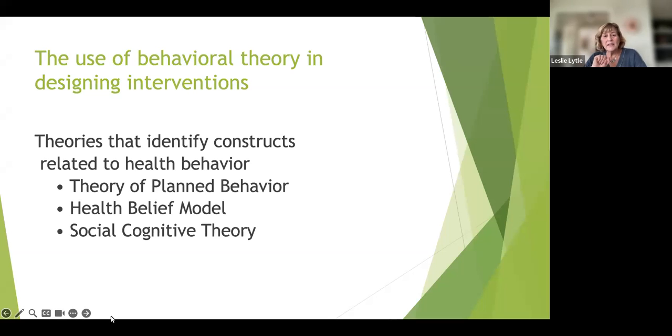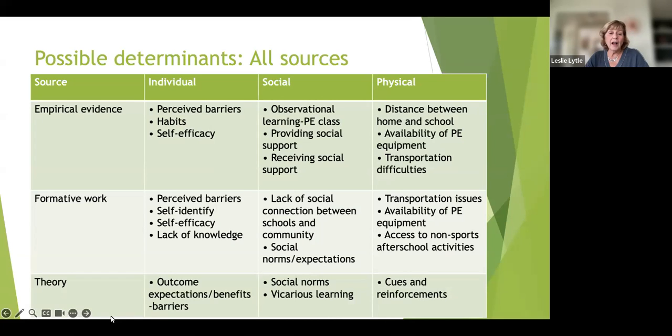So I'm going to be looking for things like theory of planned behavior, the health belief model, social cognitive theory. Our intent when we're designing an intervention is not to test theory. We actually disaggregate these models and look for those determinants that might be relevant to this community. So as an example for TAG, we primarily drew from social cognitive theory. We added under individual the idea of outcome expectations. Under social, we added vicarious learning, and under physical, we added cues and reinforcement.